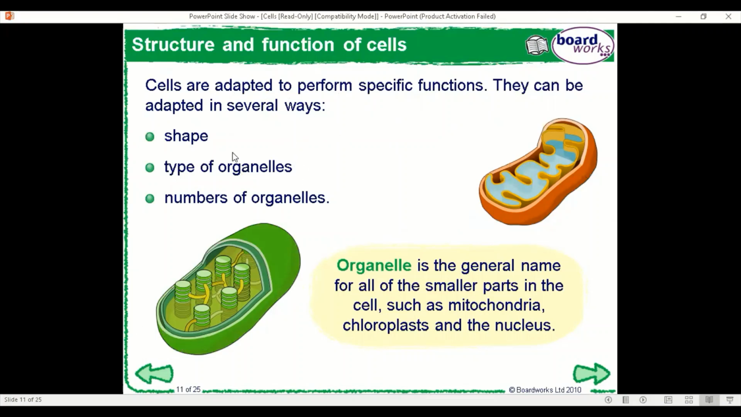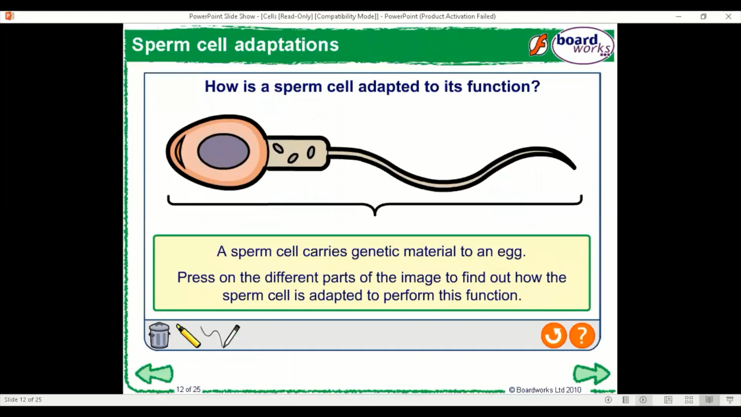So I would make a point of these 3 here, right? Where it says cells are adapted to perform this function, adapted in several ways: shape, type of organelles, number of organelles. So be familiar with that one. This is just showing you how it is adapted to its function, because of its tail and its head containing the DNA. It's also got an enzyme in the end which helps it to bury its way into the egg, fertilizer.